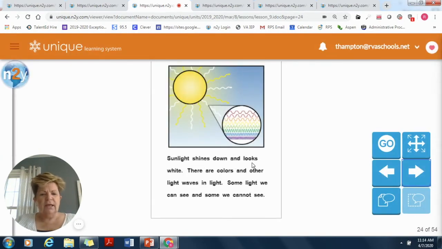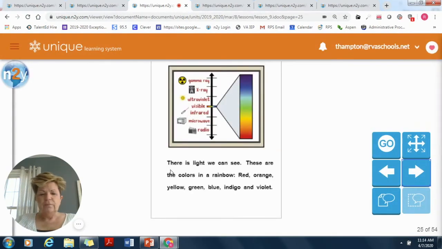Sunlight shines down and looks white. There are colors and other light waves in light. Some light we can see and some light we cannot see. So I think this might be telling us that in that white light, there's actually many of these colors together. Let's see. There is light that we can see, and there are colors in a rainbow of red, orange, yellow, green, blue, indigo, and violet. So here, just as we are measuring the waves, the colors of the rainbow within all of the light.